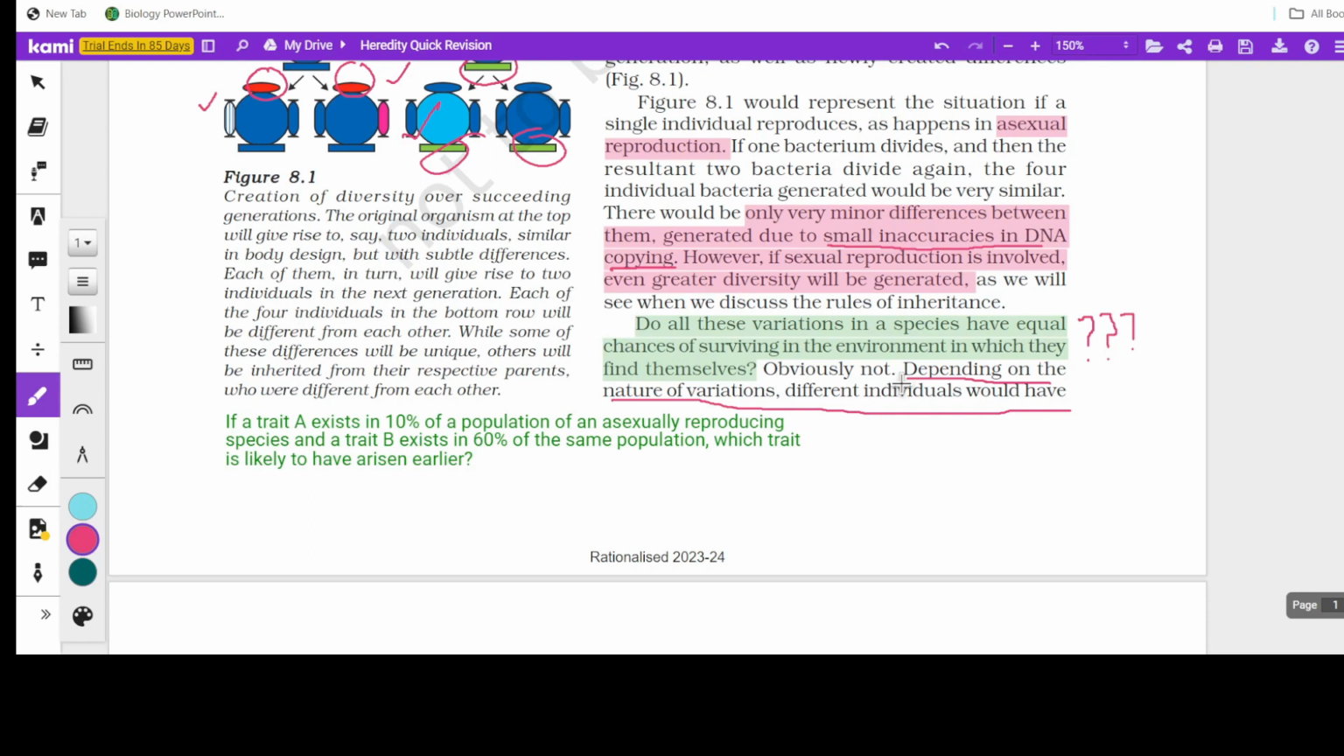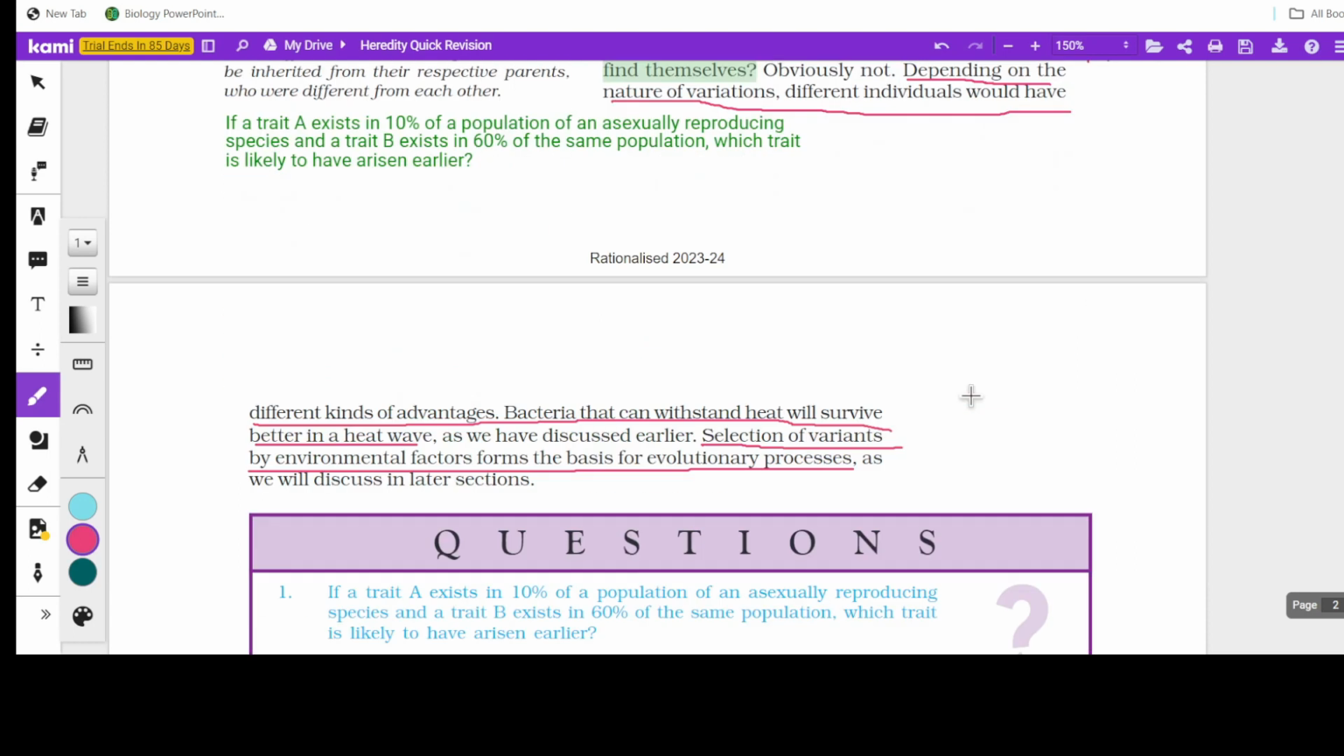Obviously, no. All variations cannot be positive. So I think the same kind of question we have discussed in the previous chapter too. Depending on the nature of variations, different individuals would have different kinds of advantages. So one of the examples we quoted in the last chapter was the population of bacteria living in a temperate water zone, and the changes happening there due to global warming affects their population. That's the example we learned.